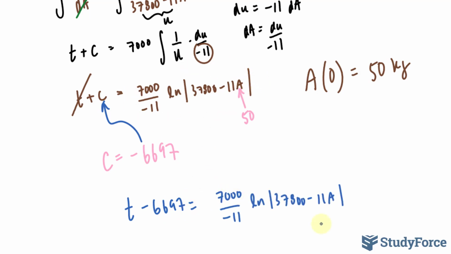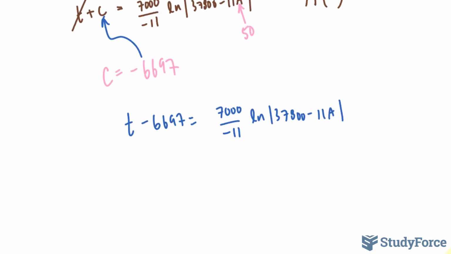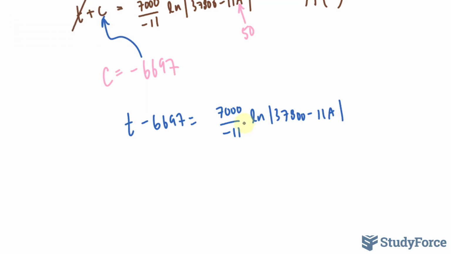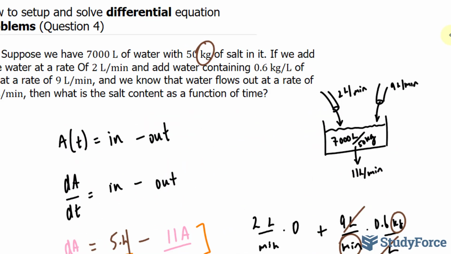Now, many teachers will expect you to solve for A. That's not hard to do. If you do solve for A, you're going to end up with an equation that contains Euler's number, e to the power of something. You divide both sides by this factor, which would end up over here in the denominator, and then you would raise both sides to the base of e. That would get rid of the ln, and then solve for A. There you have it. That is how to set up and solve differential equation problems.